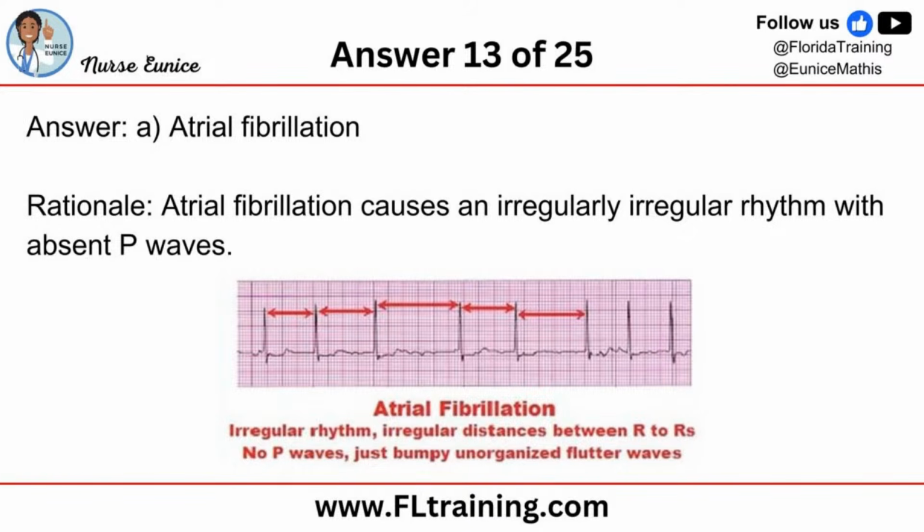And atrial fibrillation, if you're writing down your notes, has a quivering baseline and a narrow QRS complex, so they're still tight, which means the rhythm starts off in the atrium, not in the ventricles. And then on top of that, the QRS complexes are not regular, they are irregular.